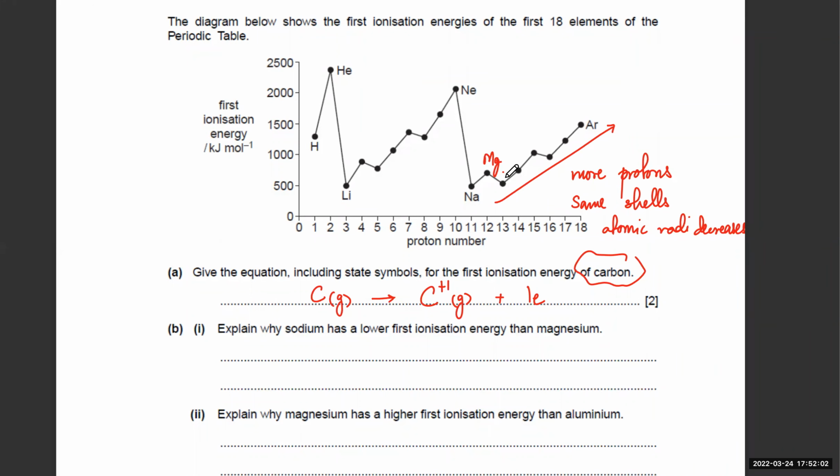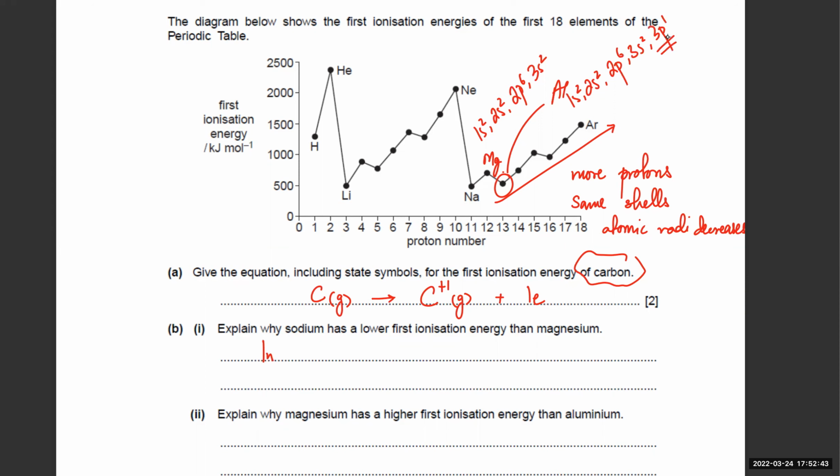Second one: why is there a dip at aluminium? The reason for that is the orbitals. The electronic configuration of magnesium is 1s2, 2s2, 2p6, 3s2, while aluminium is 1s2, 2s2, 2p6, 3s2, and then 3p1. So the electron is removed in aluminium from an orbital which is more shielded and has a higher energy level. So it's easier to remove that electron.